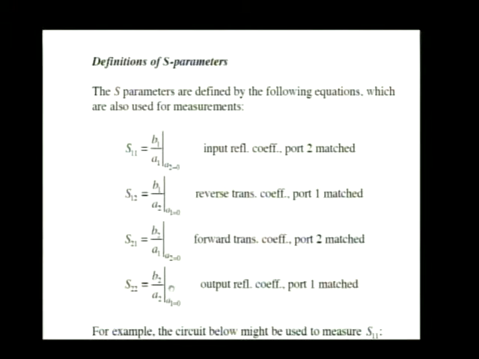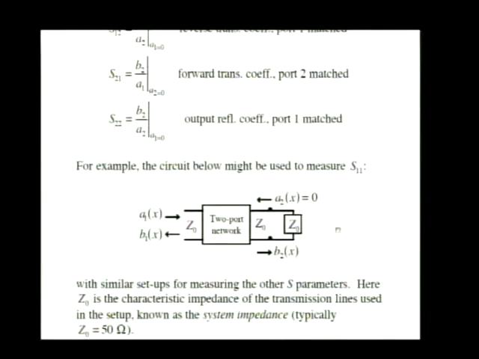Do you mind just showing mathematically how, when you have a match, for example, for the forward transmission coefficient, you get to S21? Just show the calculations: what does it mean to match and get to that final equation? Yes, we're going to talk about that. It's actually right there. This is the circuit that you would use to measure S11. I'll get to that in just a second.